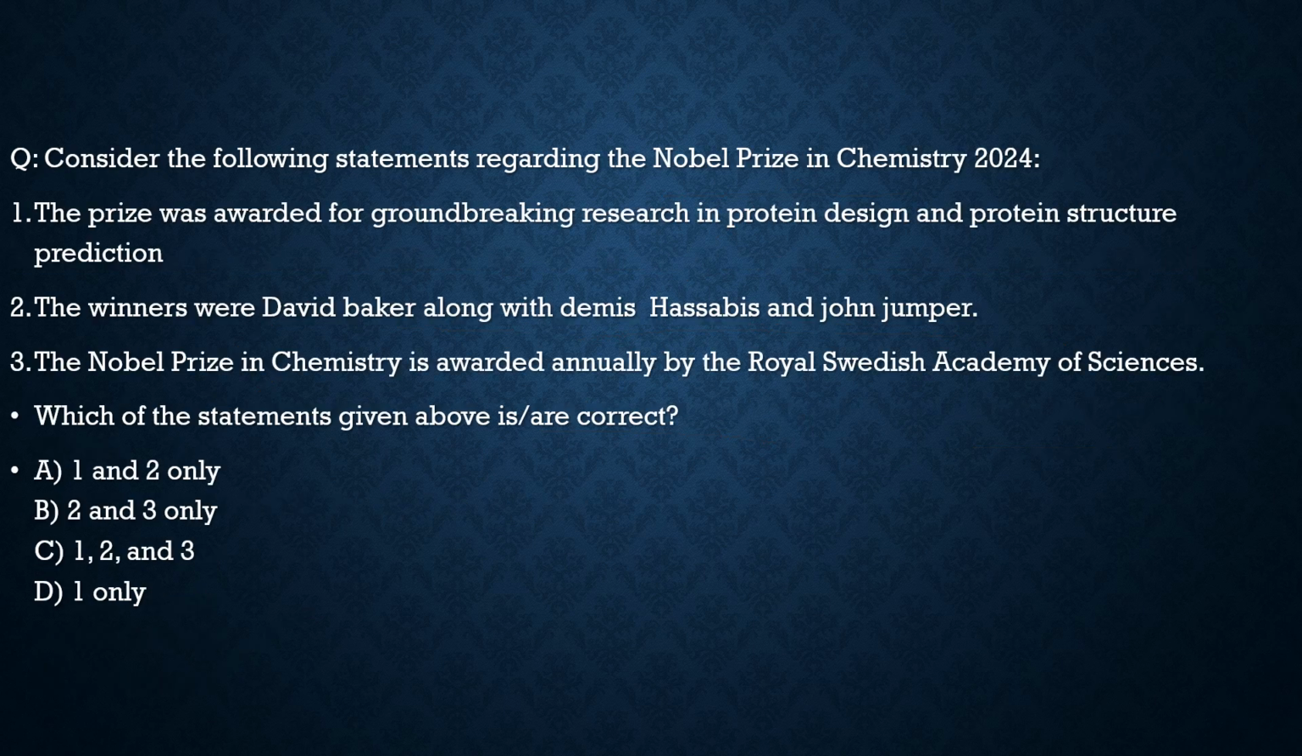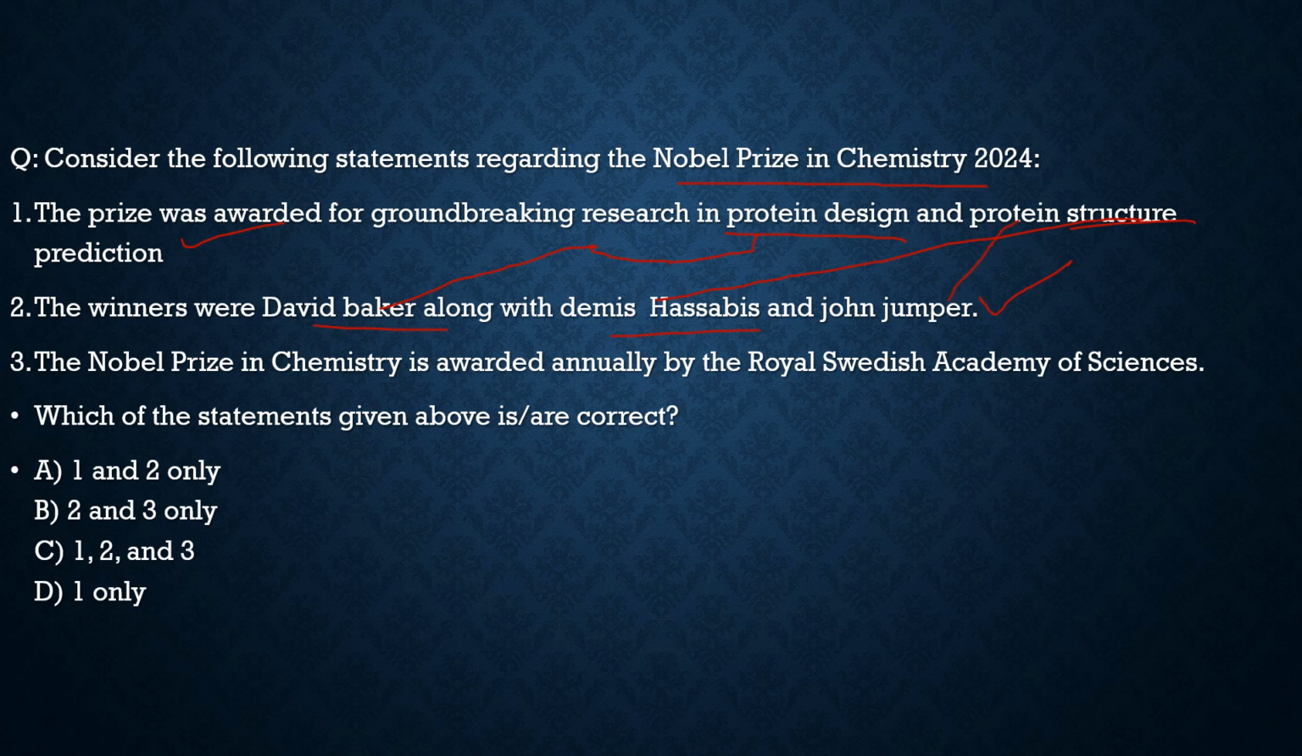Here in this question, it is about the Nobel Prize in Chemistry 2024. First statement: the prize was awarded to groundbreaking research in protein design and protein structure prediction. 100% correct. The winners were David Baker along with Demis Hassabis and John Jumper. 100% correct. David Baker, his contribution in protein design, and Demis Hassabis and John Jumper's contribution in protein structure.